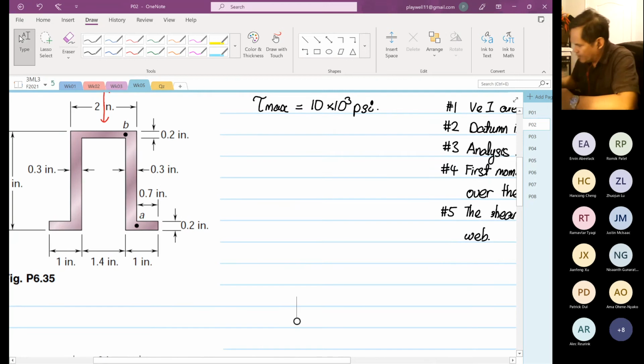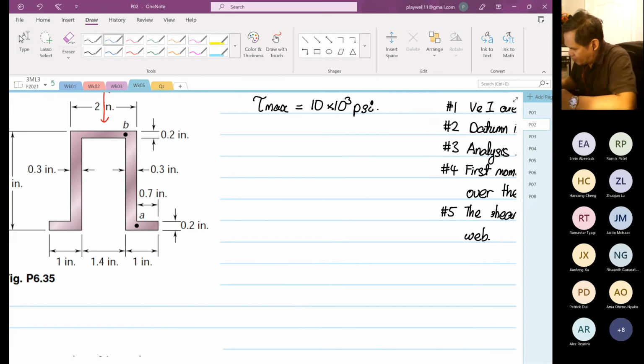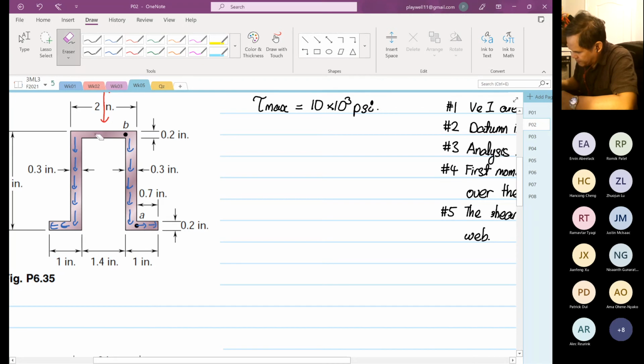Okay, so we know that the shear flow is controlled by the web. So these are coming down, and then go out. Hey, wrong direction. So over here is a terminal, and over here and here are also our terminal.